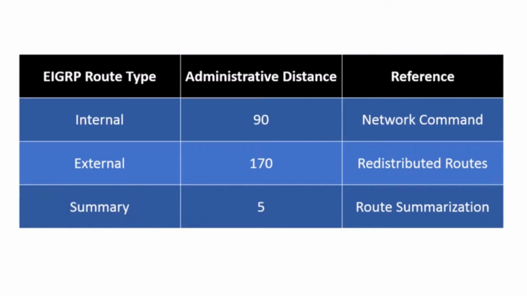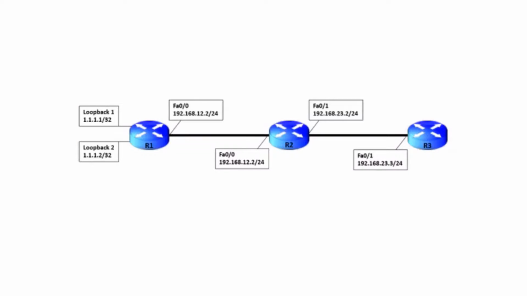Now, let's understand the behavior of the three EIGRP route types via a practical scenario. This is a setup of three routers configured in series. Let's start configuring them and see the output of EIGRP routes on the routers.